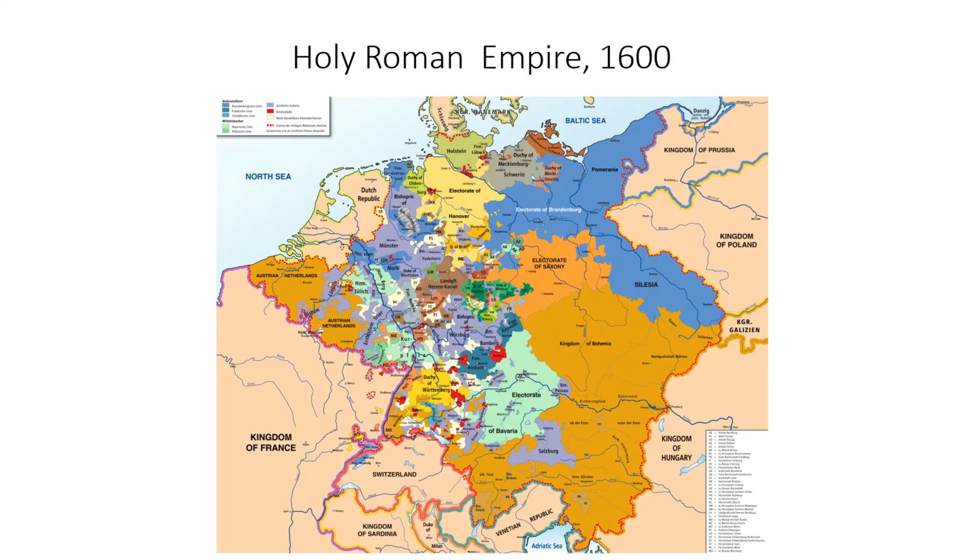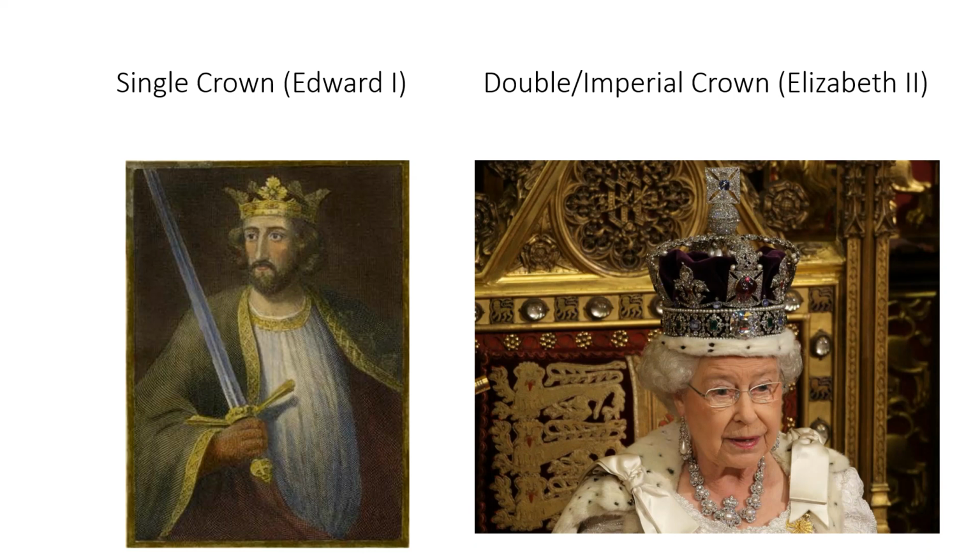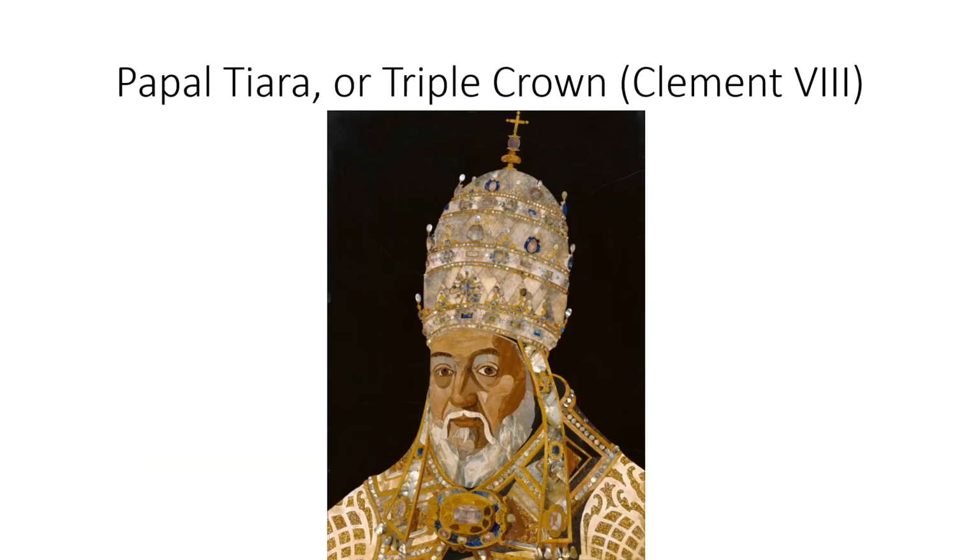Ever wonder why medieval crowns looked like this? Here's a portrait of Edward the Longshanks, who was king during the 13th century, for those of you not familiar with Braveheart. He's wearing what was called a single crown, which meant that he was king, but not emperor. Elizabeth II, portrayed here to the right, is wearing a double crown. During the Middle Ages, only the Holy Roman Emperor could wear a crown that looked like that.